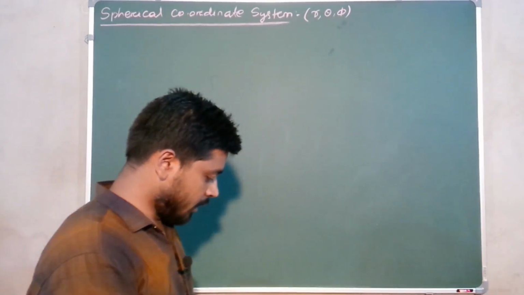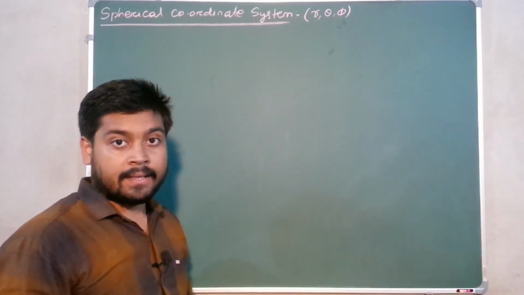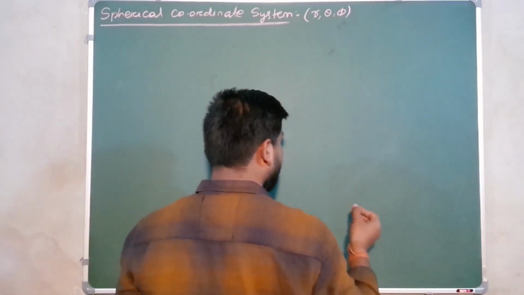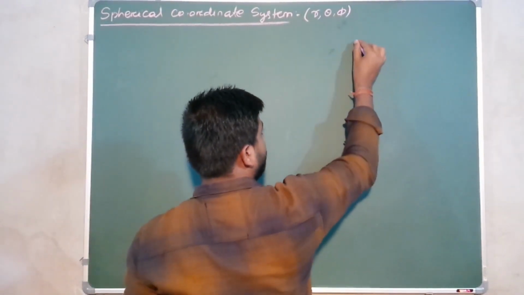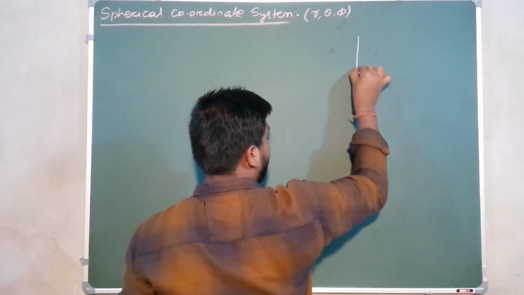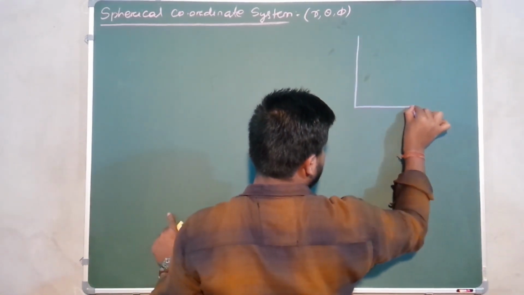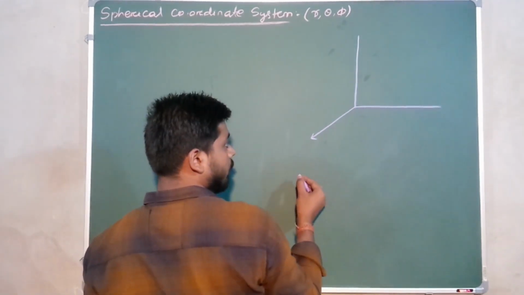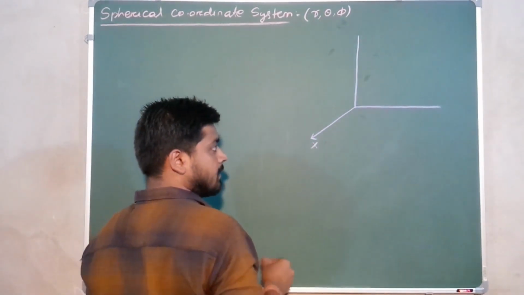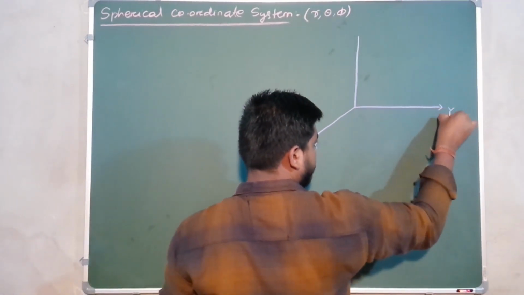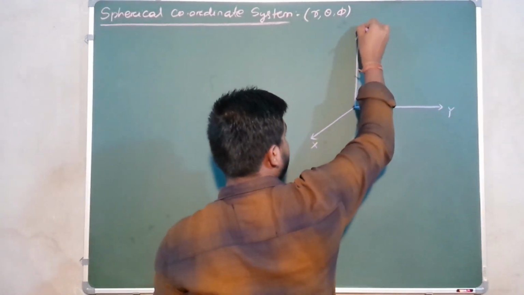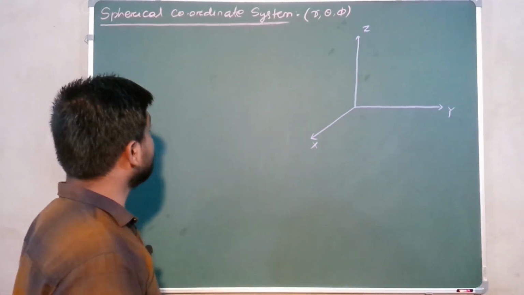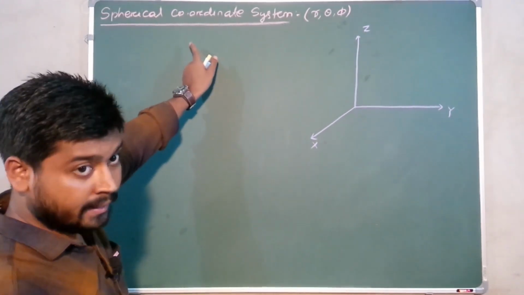Okay, then just see here. First of all, we have to draw a Cartesian coordinate system, that is x-axis, y-axis and z-axis. We all know in Cartesian coordinate system we have three axes, that are x-axis, y-axis and z-axis, which are perpendicular to each other. Let this one be the x-axis and this one the y-axis and this one the z-axis. Then we have to find a relation among Cartesian and spherical.